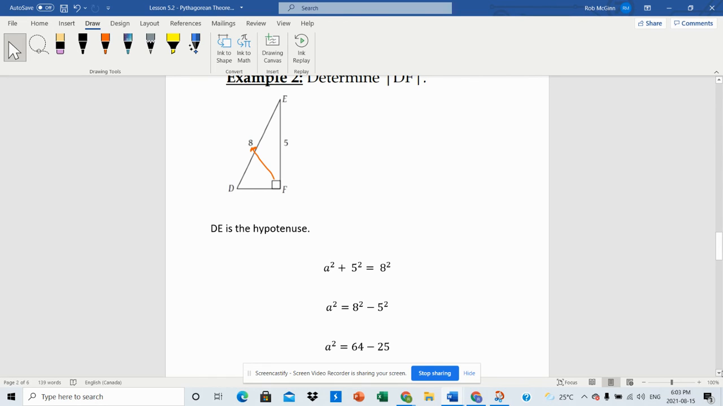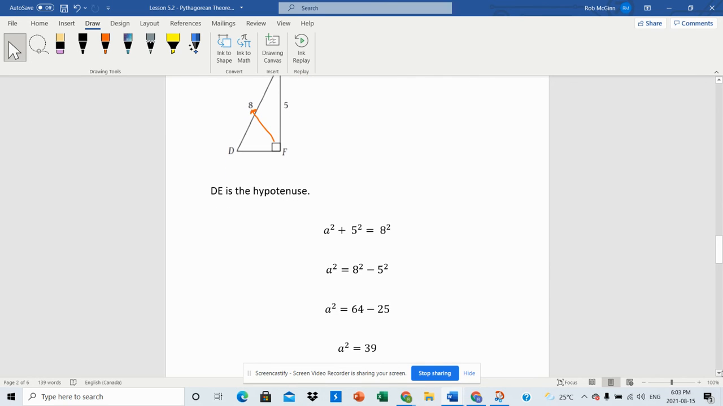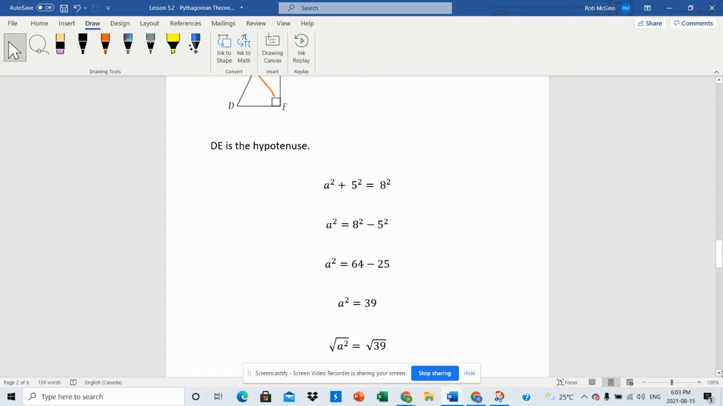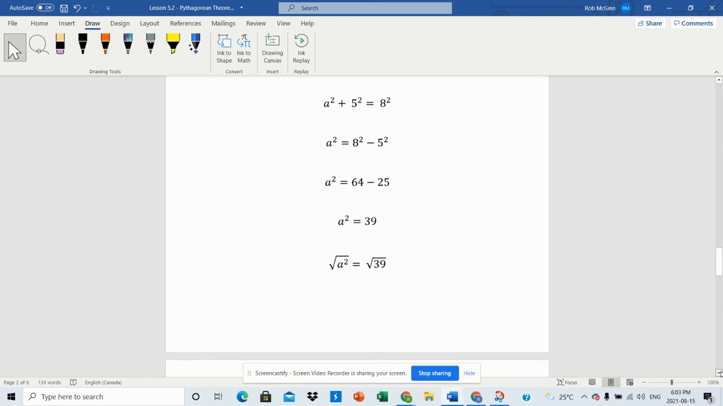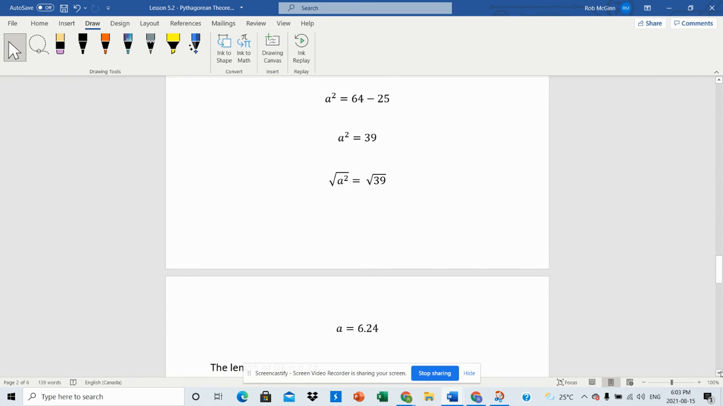We're going to just subtract 64 minus 25, and then we'll take the square roots of both sides and find the length of A. So 64 minus 25 will give us 39. And of course, that's what A squared equals, but we want to find out what A equals. So we need to take the square root of both sides. On the left-hand side, the square root of A squared simplifies to A, and that's equal to the square root of 39. When we do that, we'll get A equals roughly 6.24.